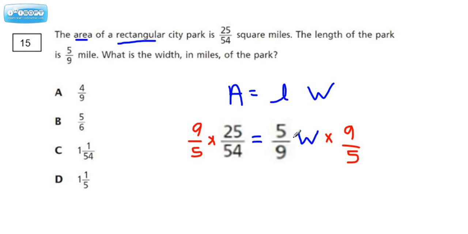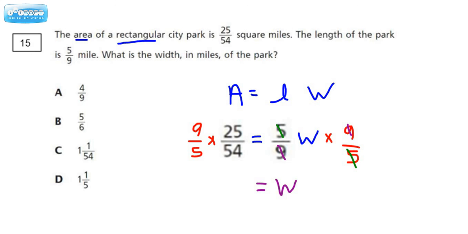All right, now when we think about what happens here, the 5 cancels out, it equals 1. The 9s cancel out, that equals 1. If we were to do W times 1, we would get W. So the only thing you have left to do is to find the product of this number times this number.